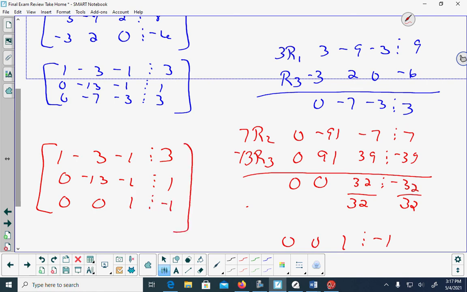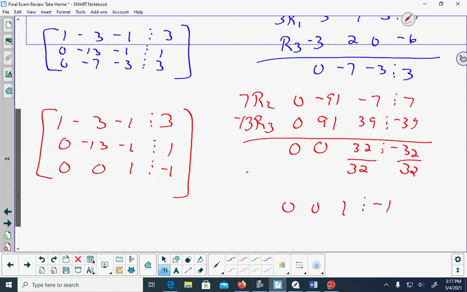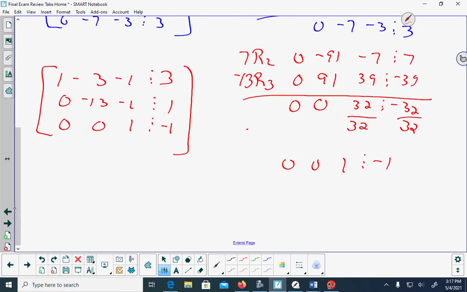At this point, I can continue to do reduced row echelon, or I can change it back to equation. So I'm going to show you the back substitution part. So if I had this x minus 3y minus z is equal to 3, that's the first equation. Then my second equation would be negative 13y minus z is equal to 1. And the last one I have z is equal to negative 1. Now I can do that back substitution.